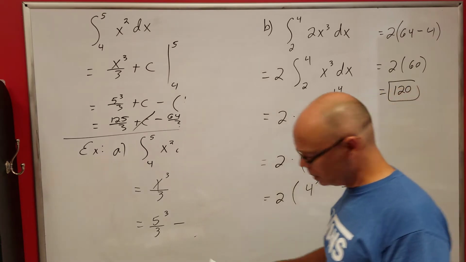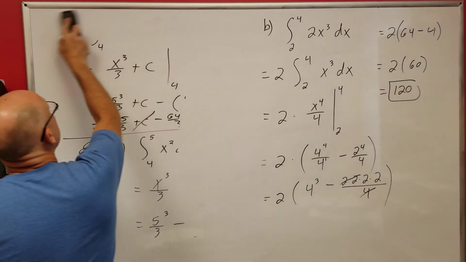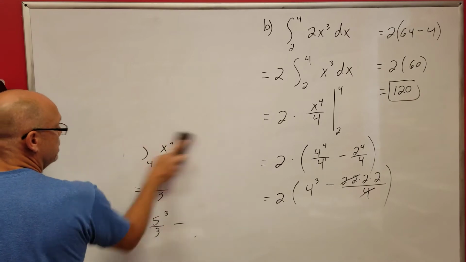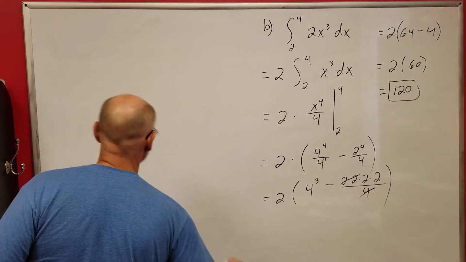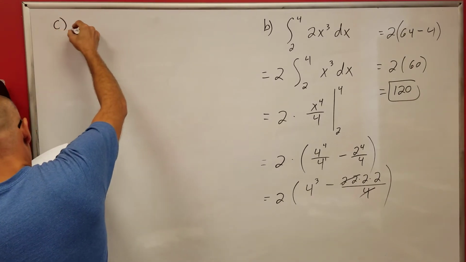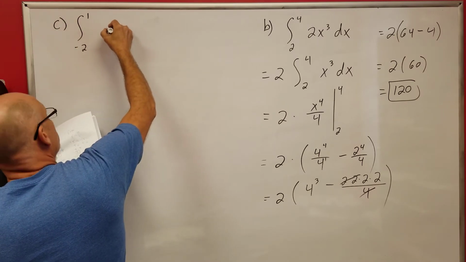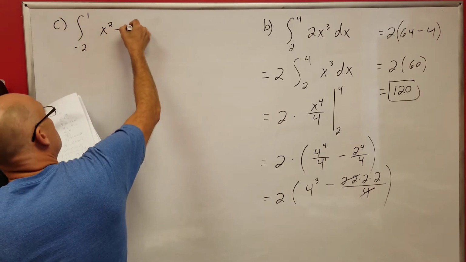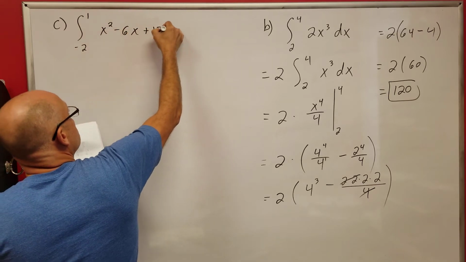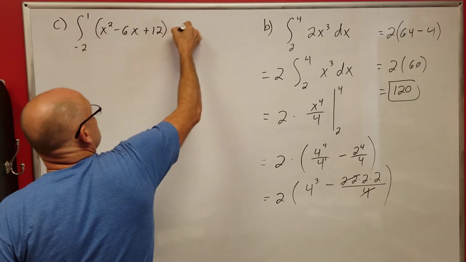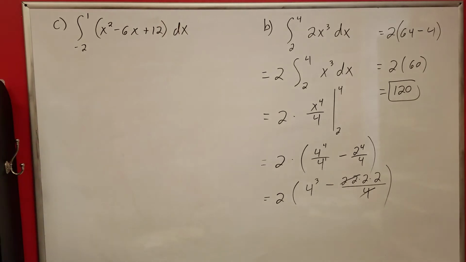All right, let's go on to the next part, C. C is in cat. We're going to have the integral from -2 to 1 of x squared minus 6x plus 12 dx at the end.